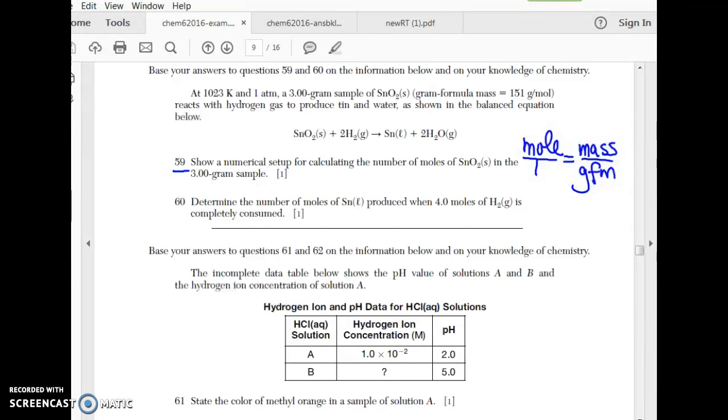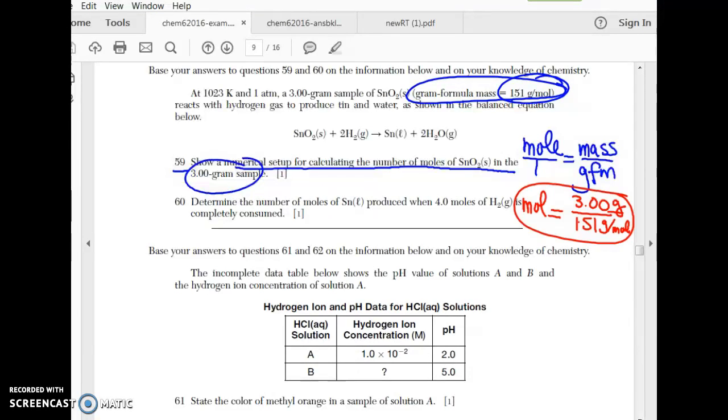Question 59, show a numerical setup for calculating the number of moles of SnO2. And they're nice enough in the passage to give us the gram formula mass. So let's plug in 3 and plug in 151 grams per mole. Of course, we're plugging those values into the mole formula, which you're going to find on Table T. Here's your answer, 3 divided by 151 grams per mole.